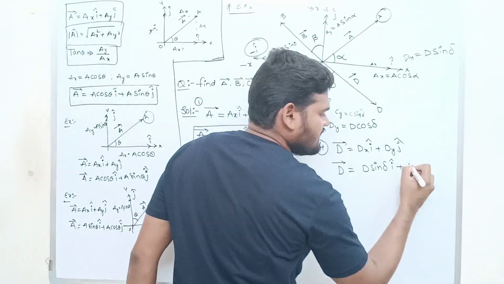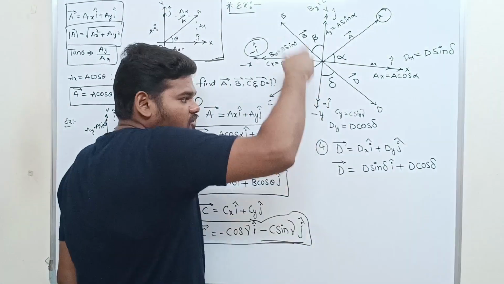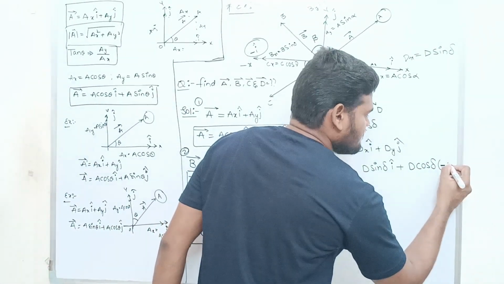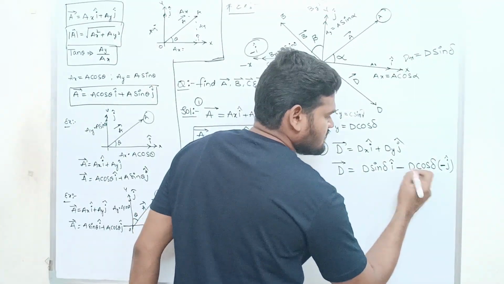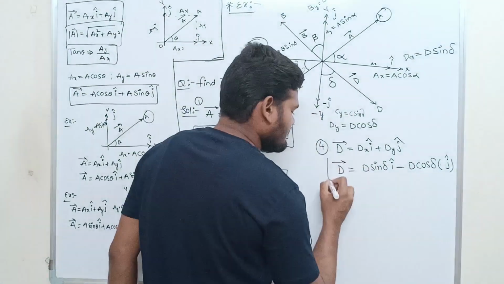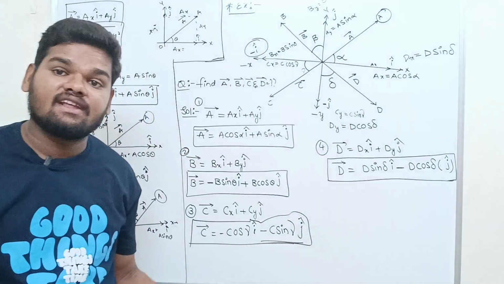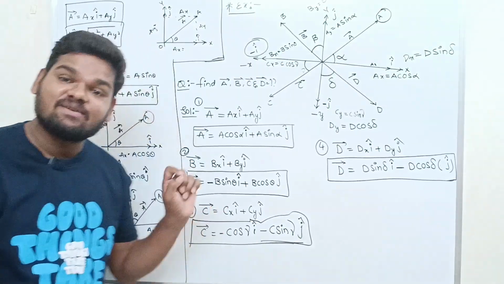Dy is equal to d cos delta. Have a look, this is along the negative y direction. What is the unit vector along the negative y direction? Minus j cap. So minus into plus gives minus. Finally, you got the d bar vector equal to d sin delta i cap minus d cos delta j cap. Is it clear? Any doubt? Right, simple one.